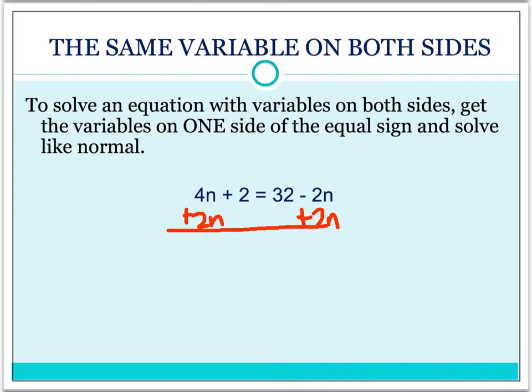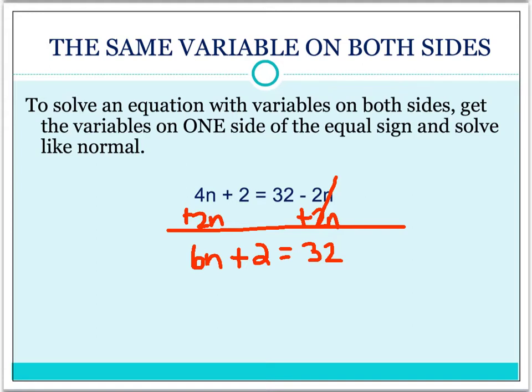When I add 2n to both sides, 4n plus 2n is 6n. 6n plus 2, because that doesn't change, is equal to 32, and those have disappeared. So now I have an equation that looks very familiar to us. So we're going to quickly go through this.